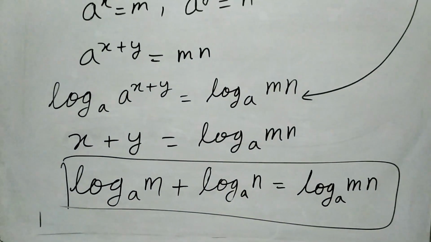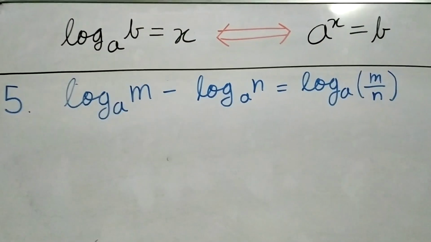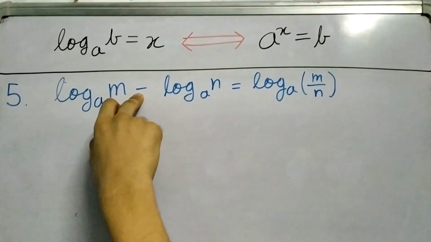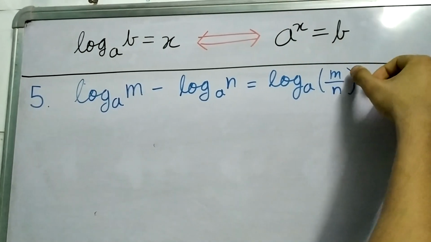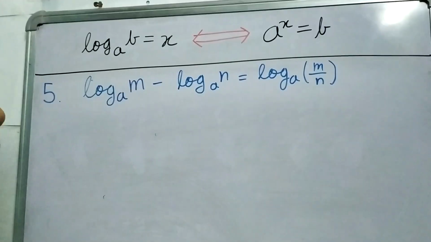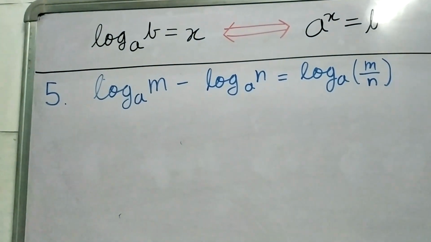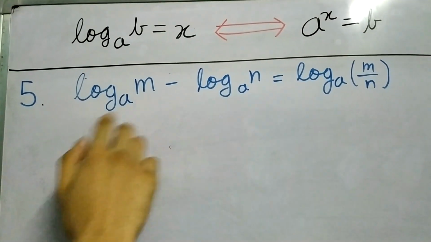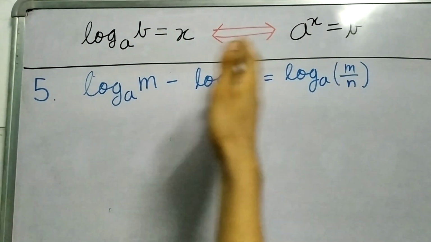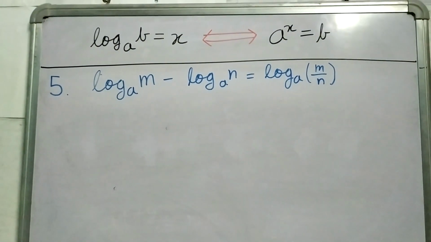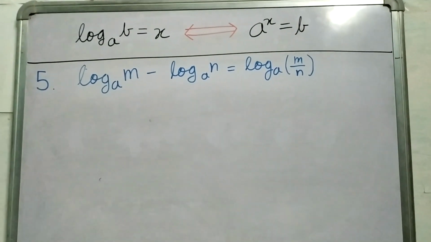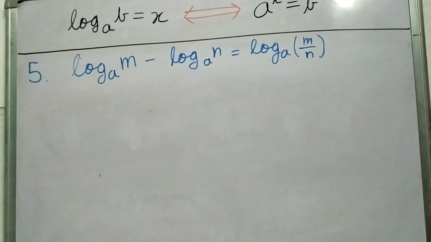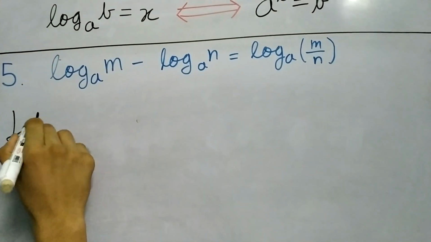Moving on to the fifth. Alright, so what if instead of plus we have a minus? So in place of multiplication, we get division. Again, use the same strategy. Let them be x and y, use the property of exponents, and see what you get. Pause this video and try it on your own. Alright, now let's do it quickly together.